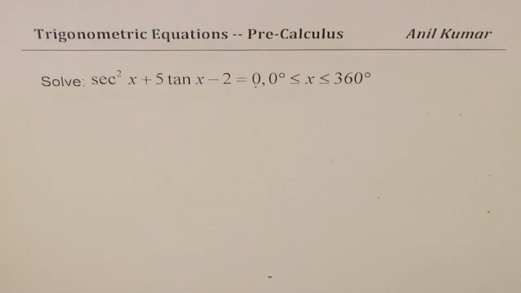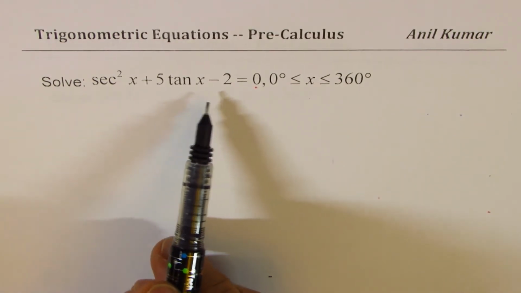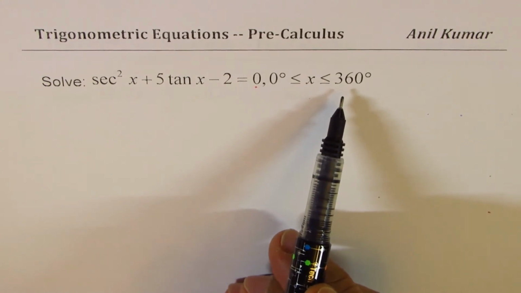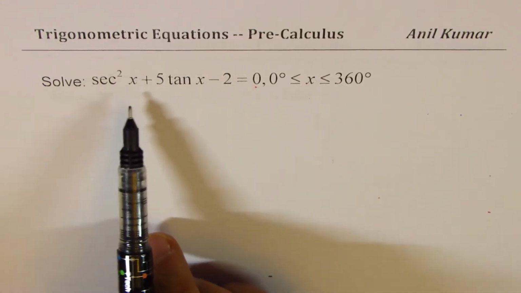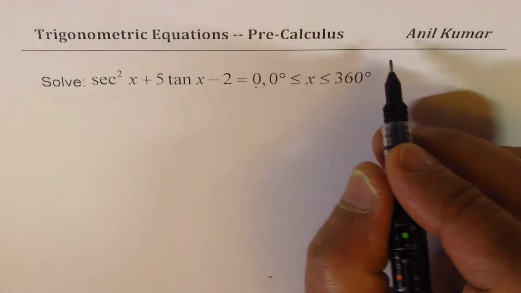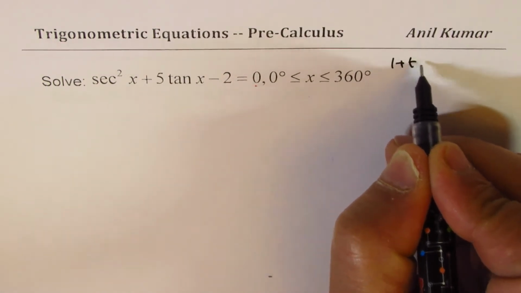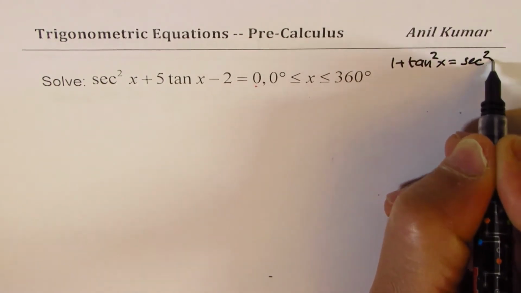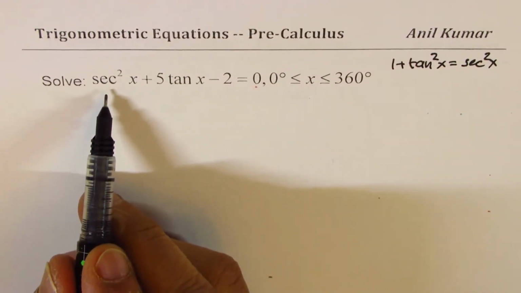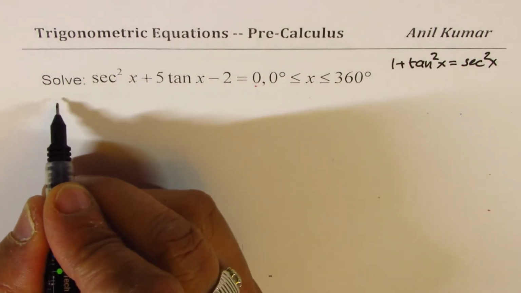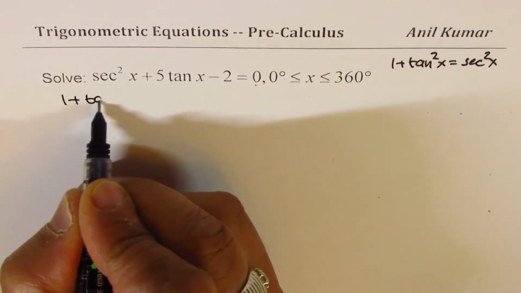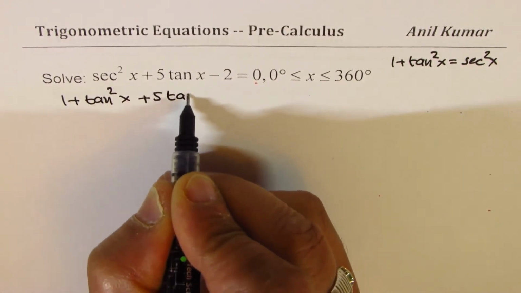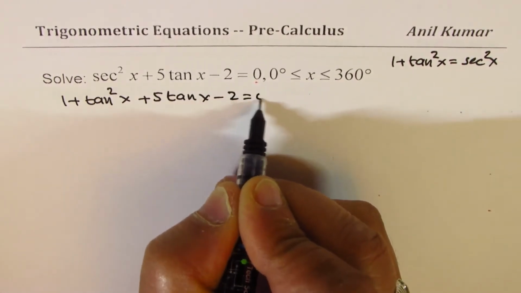We need to solve the equation secant square x plus 5 tan x minus 2 equals 0 in the domain 0 to 360 degrees. To write it in one trigonometric ratio, we could use this trigonometric identity: 1 plus tan square x equals secant square x. Correct? So I'll replace secant square x by 1 plus tan square x. So I get 1 plus tan square x plus 5 tan x minus 2 equals 0.